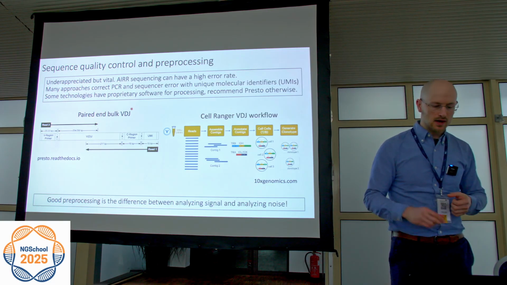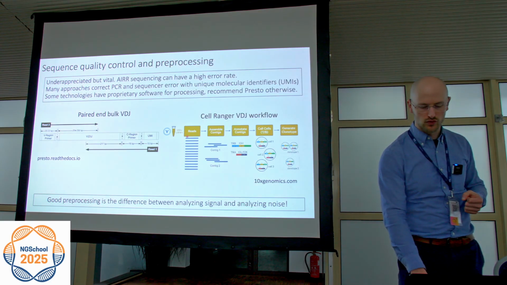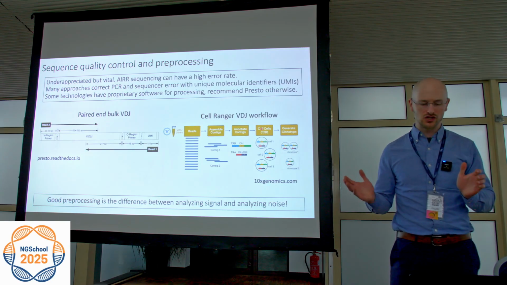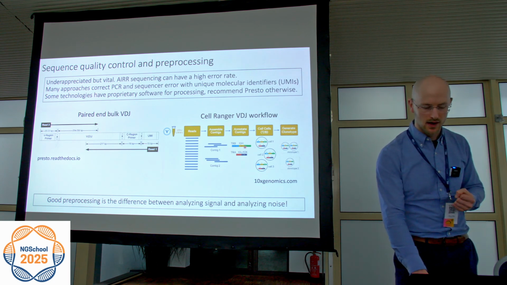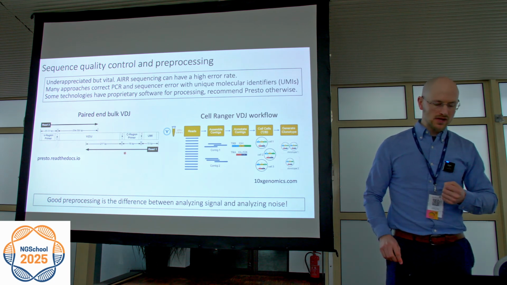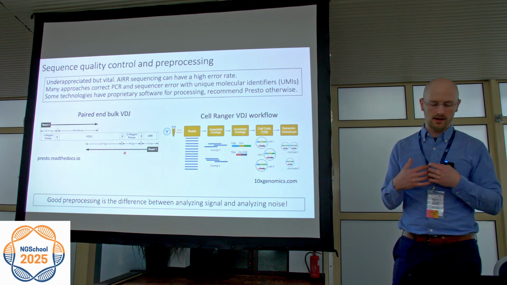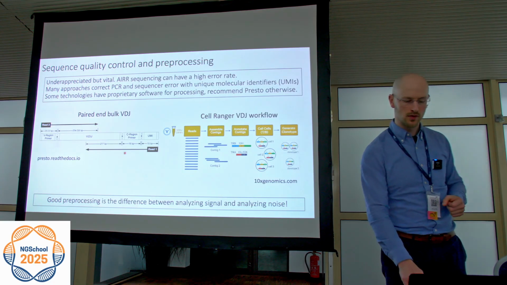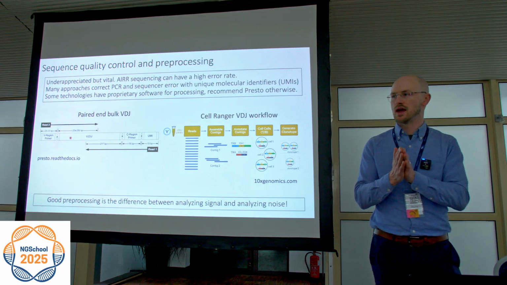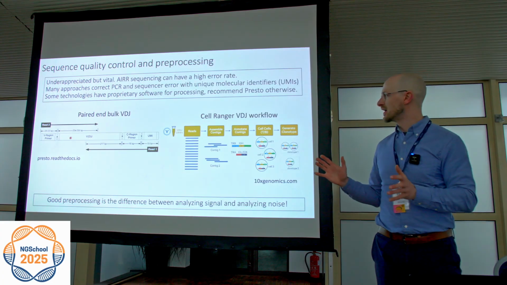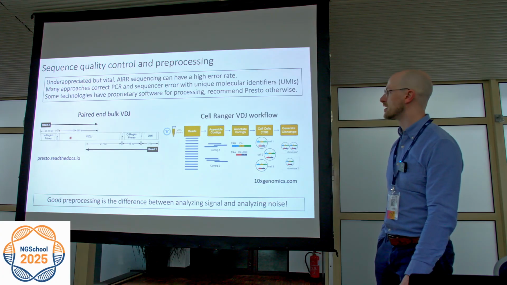The way this is done in practice is that many sequencing technologies like 10x have their own proprietary preprocessing software, and it's generally recommended to use those because they're specifically designed for the technology that they're used for. For everything else, like bulk BCR sequencing, we tend to use Presto, which is a toolkit developed by the Kleinstein Lab. And it's a very flexible way of assembling consensus reads and doing primer alignments, basically doing everything that you would need to do in sequence preprocessing and quality control for BCRs and TCRs.